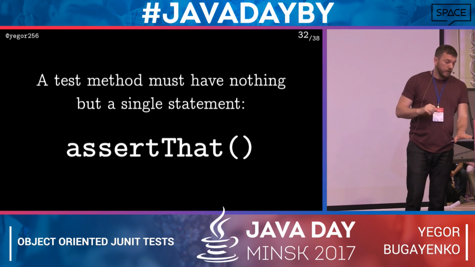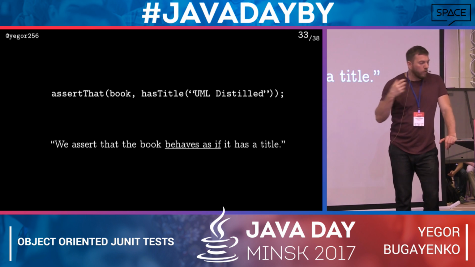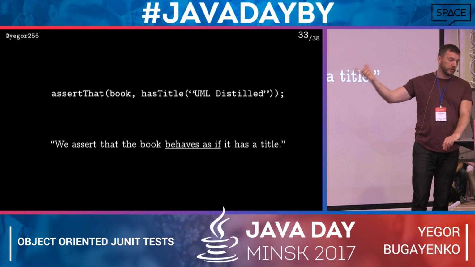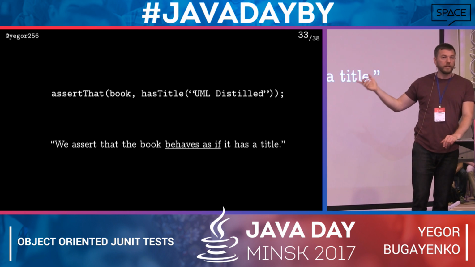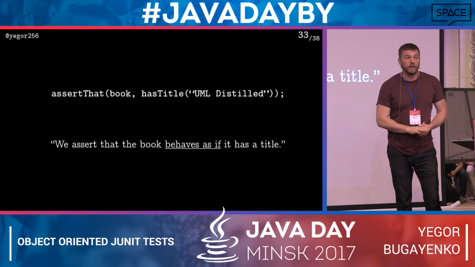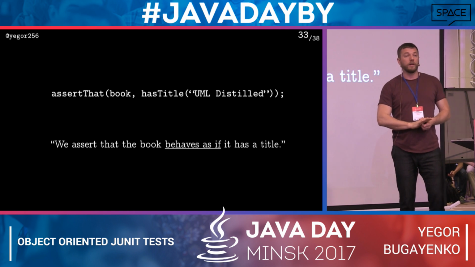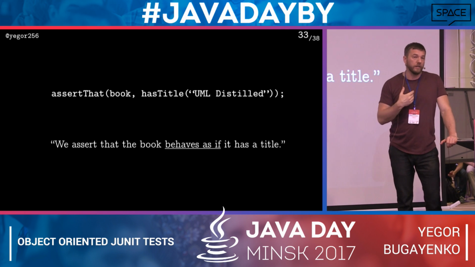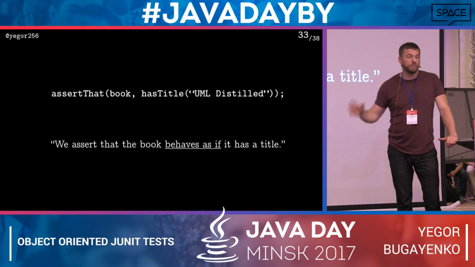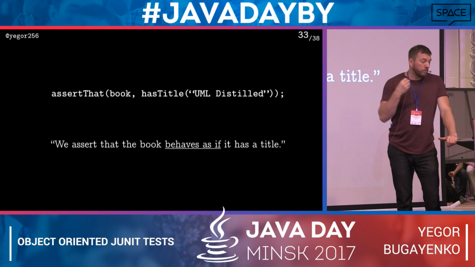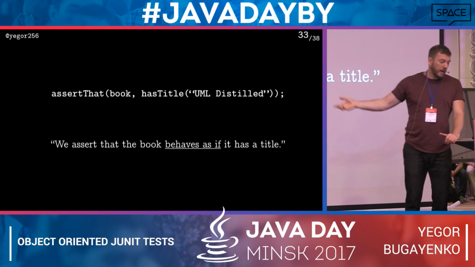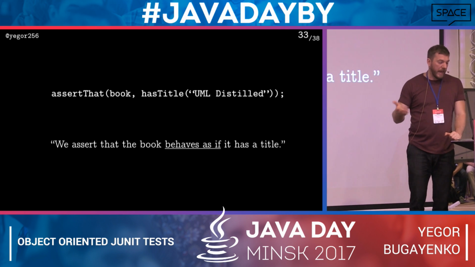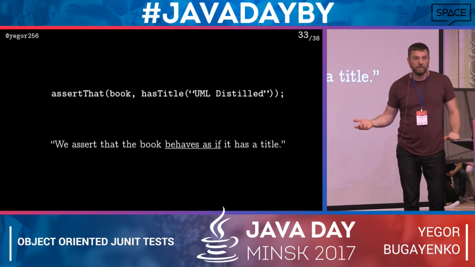Let me explain. First of all, this is how I would suggest understanding the text assert that. Look at the code on top. It says assert that book has title UML Distilled. Assert that is a static method from Hamcrest, and has title is the matcher which I created. It's my matcher, not coming from Hamcrest, but Hamcrest has something else. I would suggest reading this text as the line below: we assert that the book behaves as if it has a title.